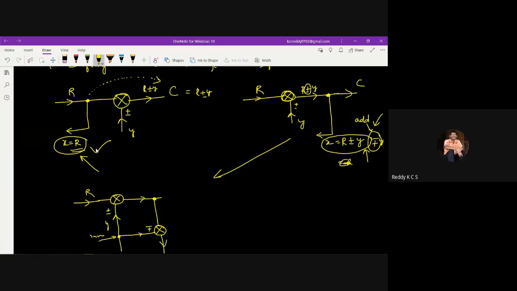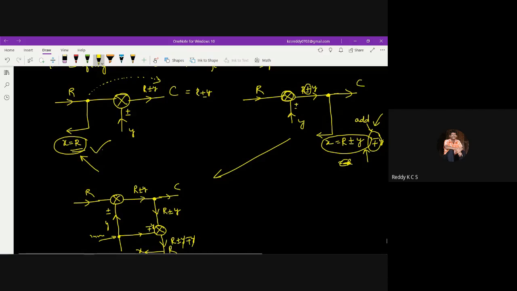Now if I look at this, this is R plus R minus Y, then this is the output. The signal taken for feedback is R plus R minus Y, and from here it is coming as minus R plus Y. So R plus R minus Y and minus R plus Y will cancel out, then it will become R. So this X value will become R only.